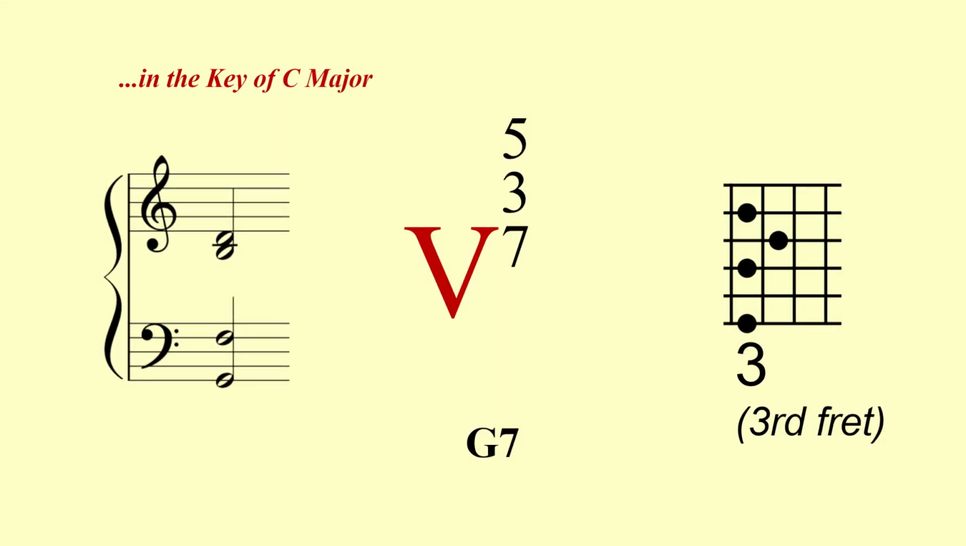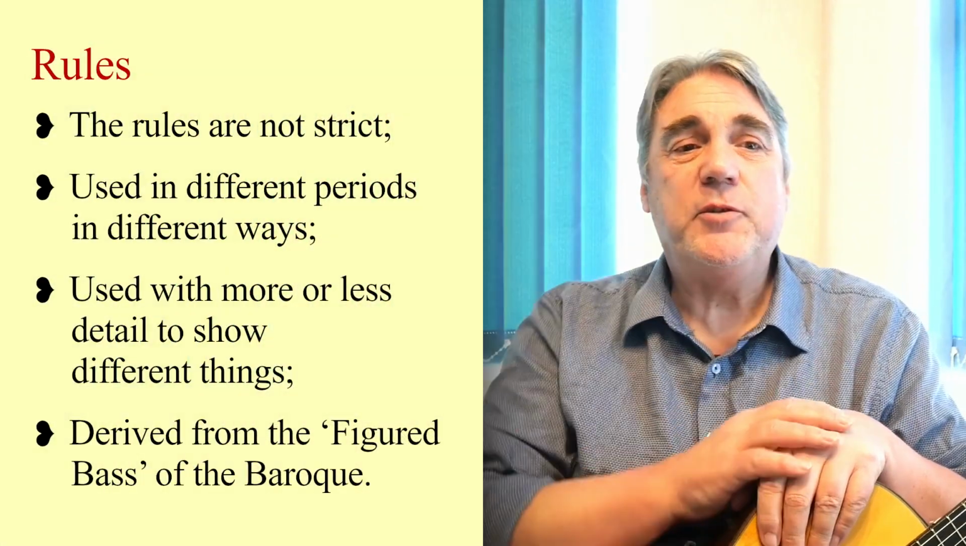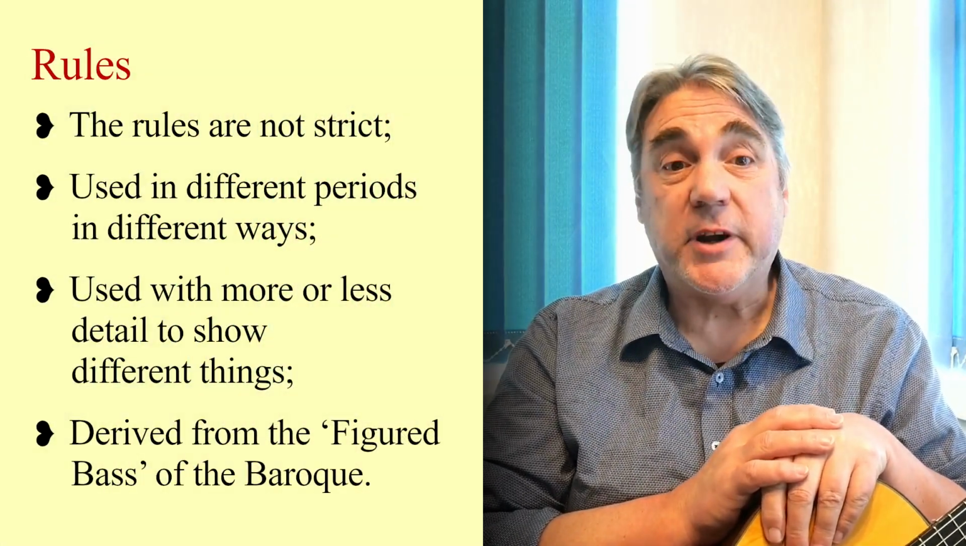Back to the key of C. Here is the chord of G7 in the key of C, with only the notes that are played being shown as figures. And here is the chord of A7 in the key of D, with only the notes that are played being shown as figures. You can transpose the key and the chord, but the relationship of the chord to the key will remain the same.